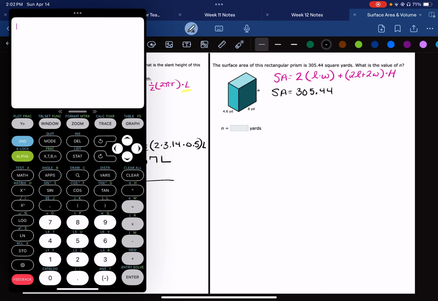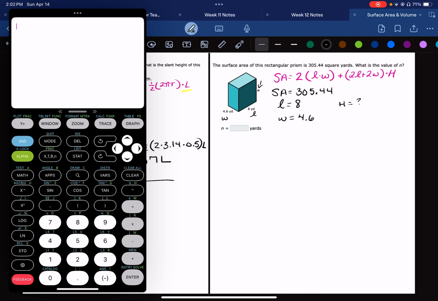So the surface area is 305.44 square yards. The length, I can go ahead and define, maybe I'll let 8 be the length. And then if 8 is the length, then 4.6 is going to be the width, because both of those make up the dimensions of the base rectangle. And then the last one is our height. The height is what we don't know. That's this one right here.